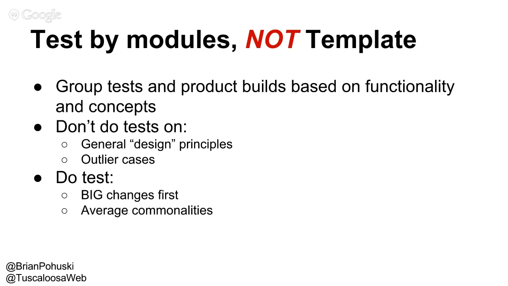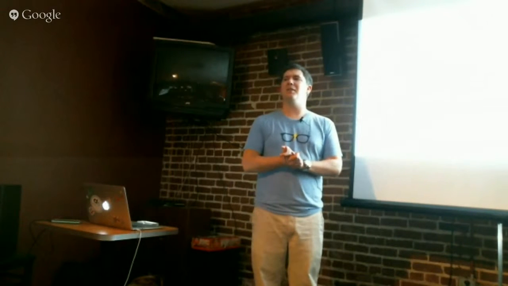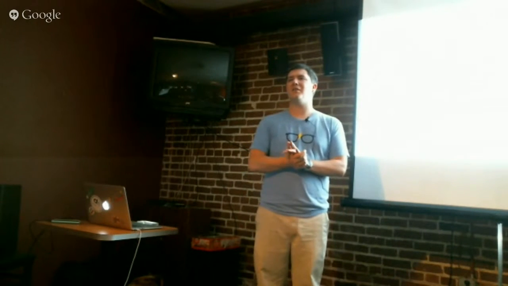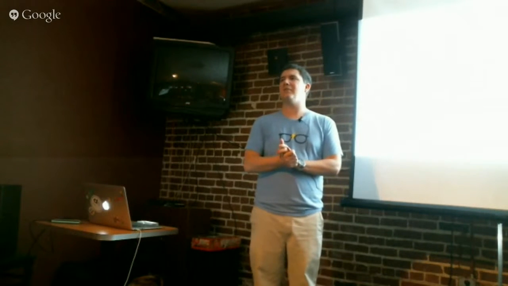So don't do general design principles or outlier cases. A good example is when someone first gets into optimization, they might say, hey, I'm going to test the difference between this sentence and the sentence that has a word removed. That's okay, that's great, but plan on waiting 15 years to see whether that's actually going to make a difference or not, because it's not a big change. It has to be a big change.